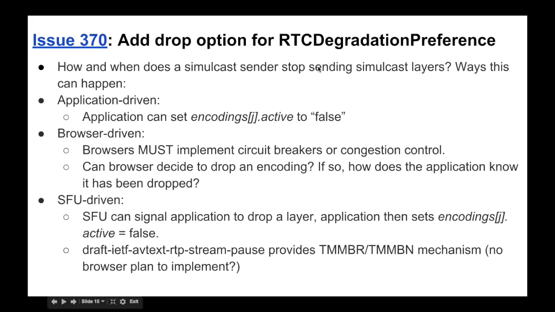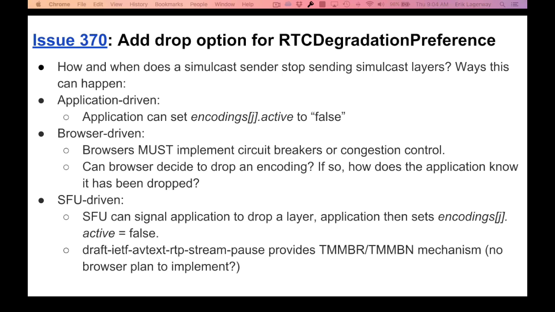Okay, issue 370, add drop option for RTC degradation preference. Okay, so probably Eric, we should time limit this one, but hopefully we can make a little progress because we want to get onto some other stuff. So basically, as I understand this issue, it's how and when does a simulcast sender stop sending simulcast layers?